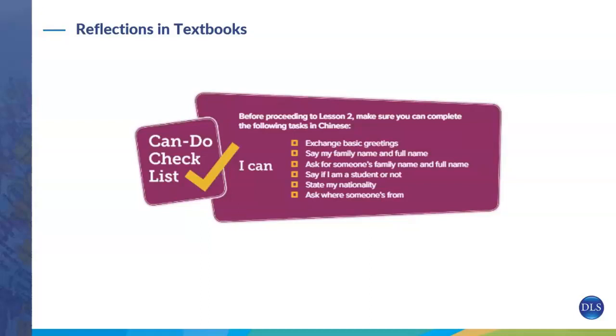Some textbooks might have a checklist for what students can do in the language. This is from a Chinese textbook. And that is good. That does involve reflection because it gets the student to see, okay, can I exchange basic greetings? Can I say my name in Chinese? But that's more like asking questions to reflect on language content, and it doesn't quite go as deep into critical thinking about students' language learning strategy. So let's talk about that.